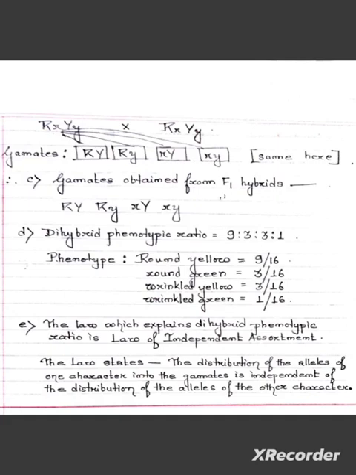Now the last question. Name and state the law which explains the dihybrid phenotypic ratio. The name of the law is the law of independent assortment, and the law states that the distribution of the alleles of one character into the gametes is independent of the distribution of the alleles of the other character. The law exactly as given in the book, that only you have to mention over here.